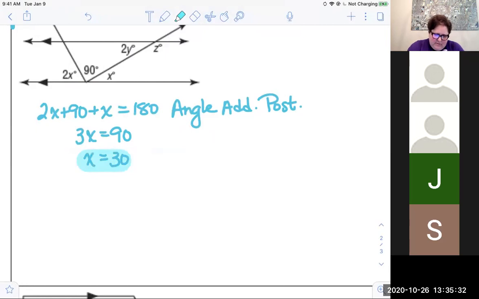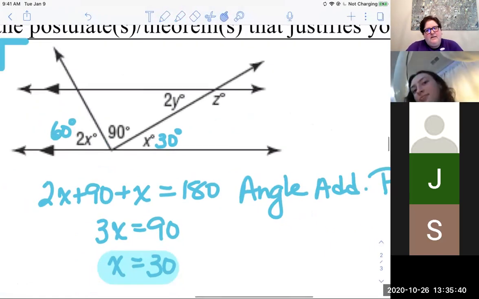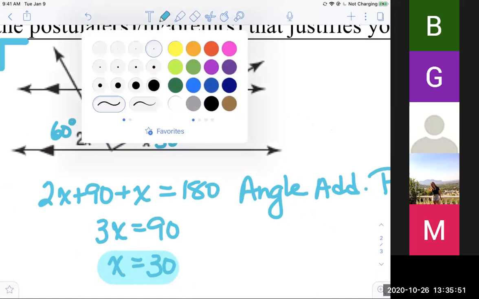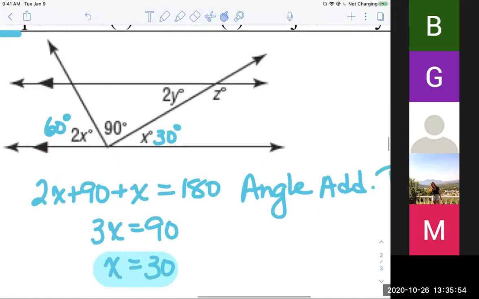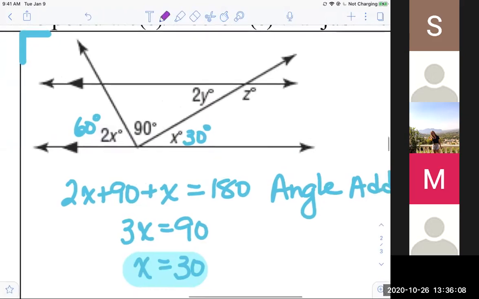Okay, now let's figure out y. So we know that since x is 30, that means this is 30 degrees. That means this one is 60 degrees. Grant, tell me how to find y. I have no idea. These lines are parallel. How are those angles related?